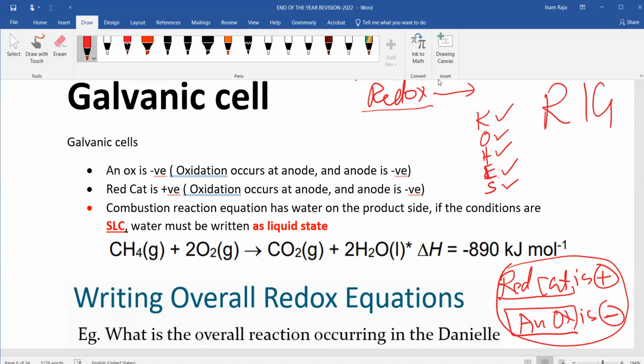All right. So red cat is positive and an ox is negative is true for galvanic cell and fuel cell. But in case of electrolytic cell, it just reverses the last part. So red cat becomes negative and an ox becomes positive for electrolytic cell. All right, because we're doing galvanic cell, so we keep this. So an ox is negative, which means that oxidation always occurs at anode, and anode is negative. So if you know these things, you're already solving 3 problems. Where is oxidation happening? At anode. Oxidation happens at anode, and anode is negative. Reduction is happening at cathode, and cathode is positive. All right.